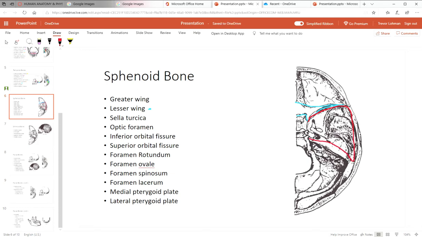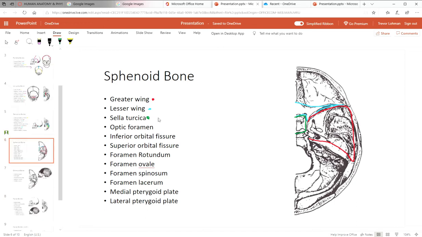I'm going to label something here in a second called the sella turcica. Sella turcica means Turkish saddle, and it looks a bit like that. The pituitary gland sits in here and is well protected by this structure. Optic foramen, if you just want to write a note here to reference the sphenoid bone video. Okay, so for inferior and superior orbital fissure as well, we're going to have to reference the sphenoid bone video.